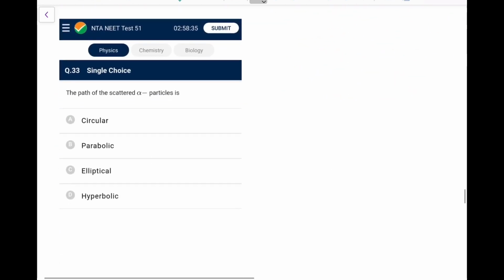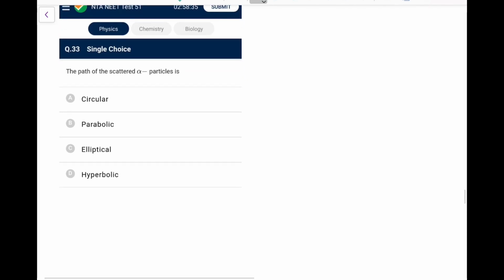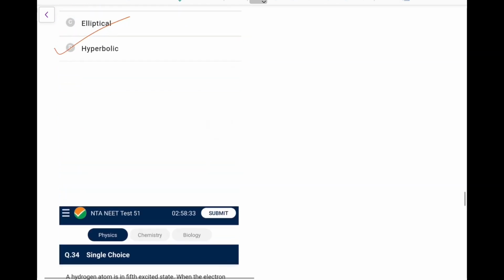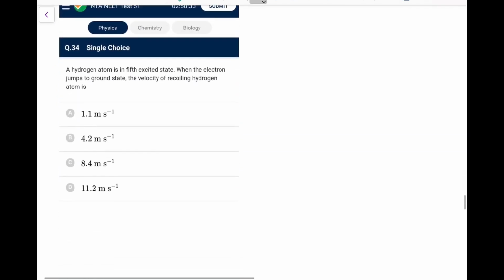Now going ahead, the path of the scattered alpha particle is, basically we say, hyperbolic. That is what you have learned. It is not circular, not parabolic, not elliptical. The force is always a central force, and because of that, it goes in the hyperbolic path. You must have seen those figures in your NCERT, where the trajectory of the alpha particle is also given.